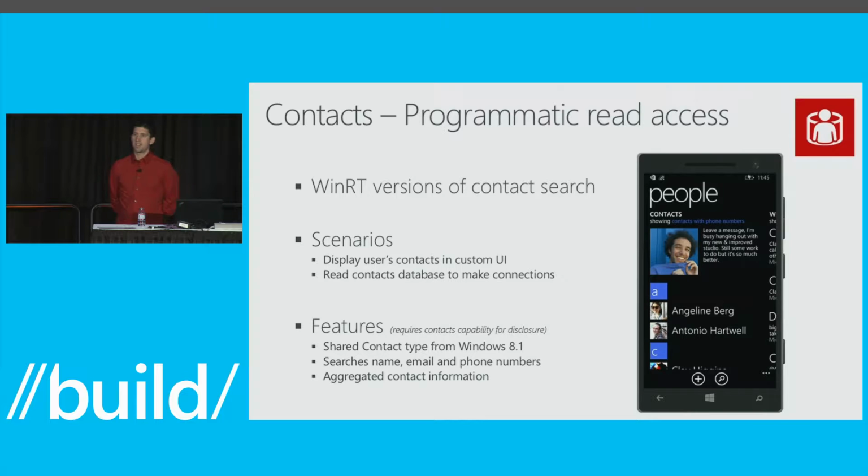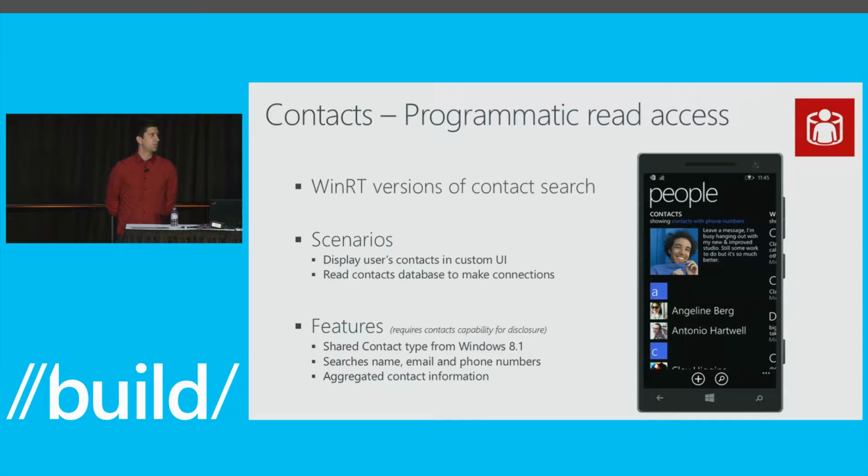There are a couple different scenarios that you enable with programmatic read access. In some cases, you may want to display the user's contacts in custom UI. This could be showing maybe a visual representation of the user's contacts, or maybe sorting it on some sort of data like locale, which the Inbox People Hub doesn't do for you.